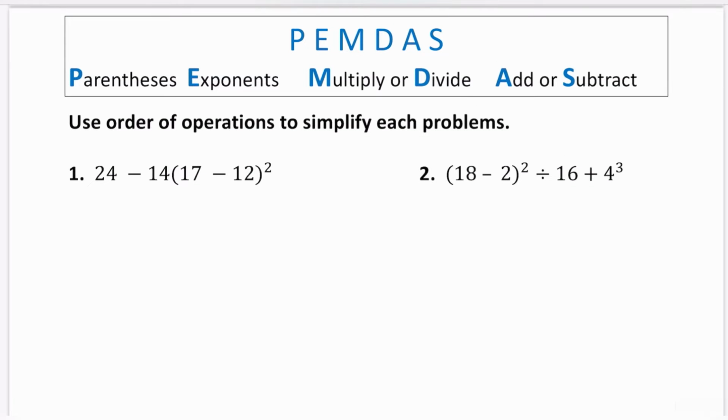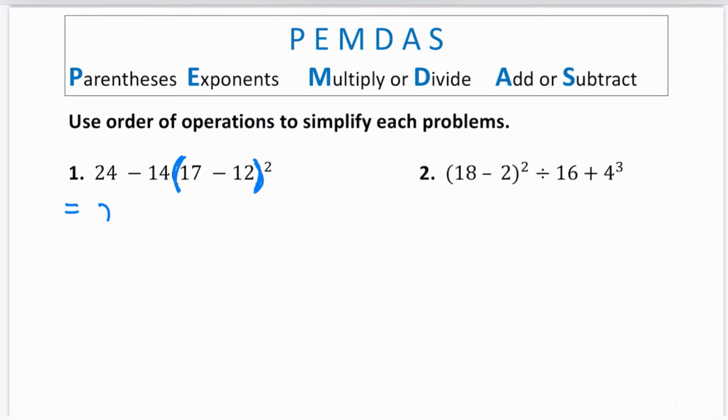Use order of operations to simplify each problem. Number 1: 24 minus 14, then I see parentheses, 17 minus 12, squared. So the first thing I'm going to do is parentheses. 17 minus 12 is 5. So this means 24 minus 14 times 5 squared. So now that I've taken care of parentheses, I'm going to take care of the exponents.